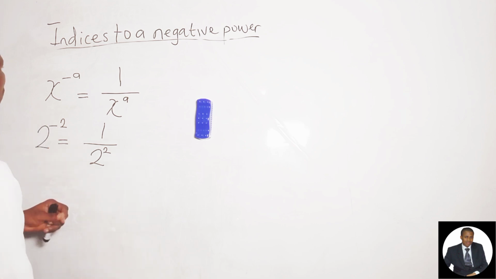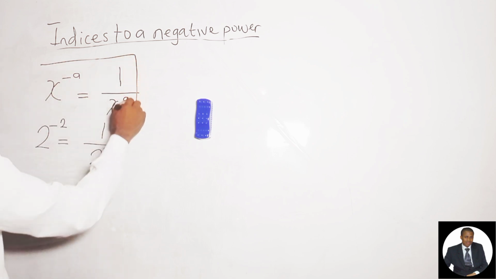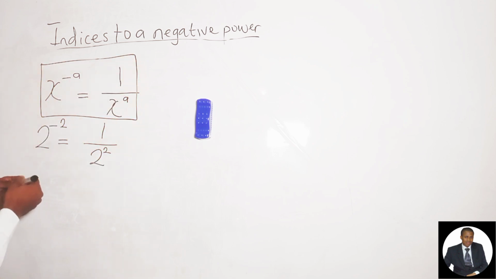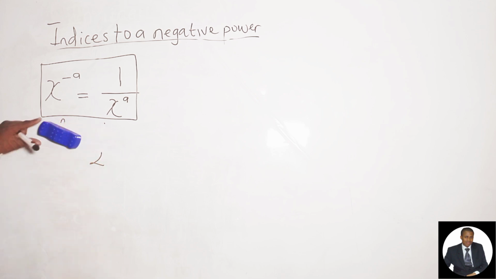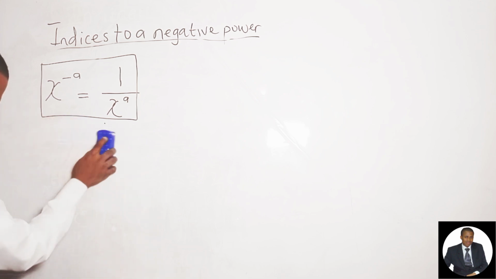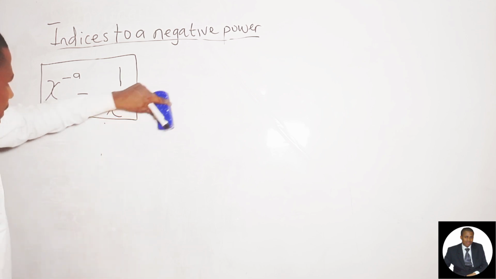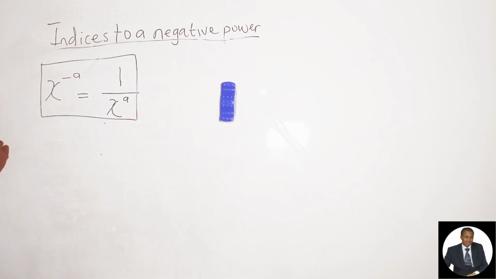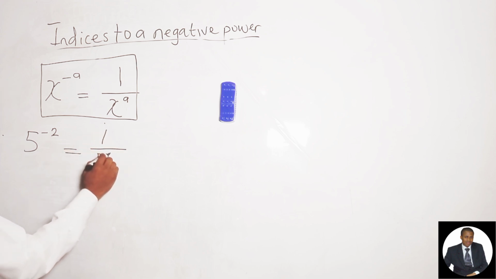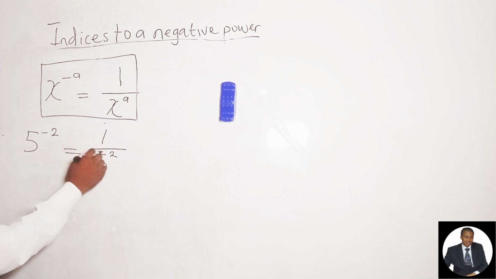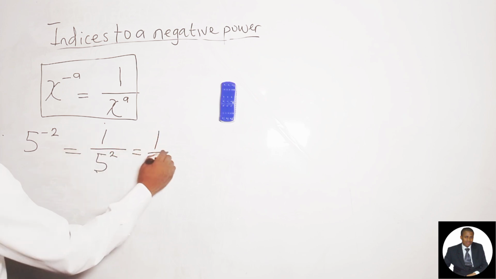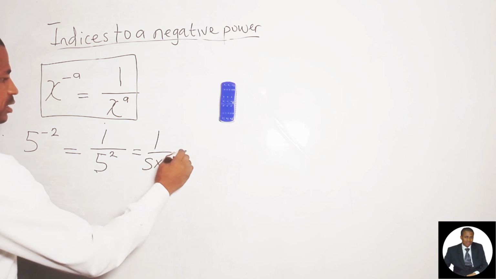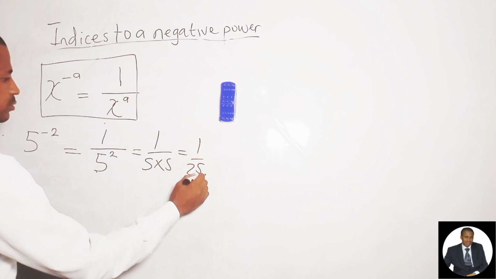This is going to be our guiding rule. Let's look at some questions here. Number 1, we have 5 to the power minus 2. This is 1 over 5 to the power of 2. That's 1 over 5 times 5, and that's 1 over 25.